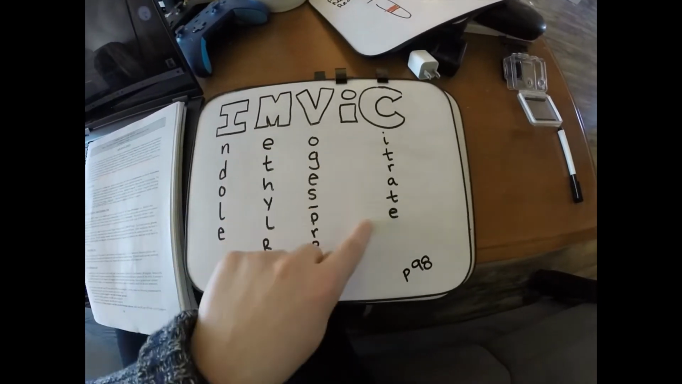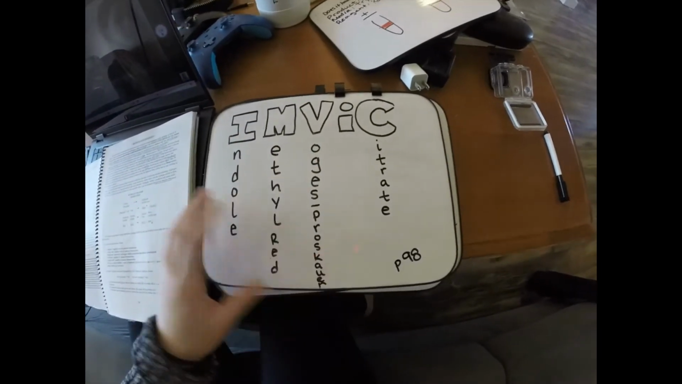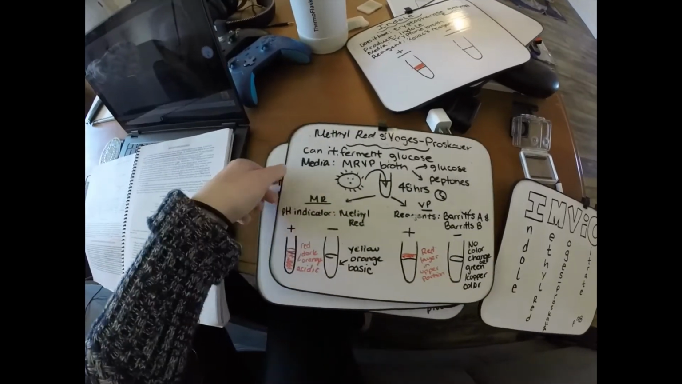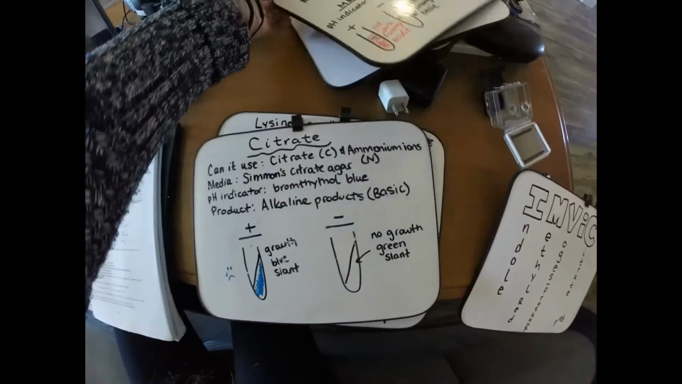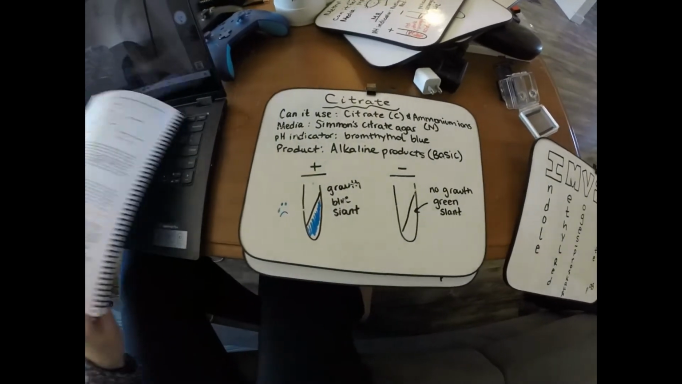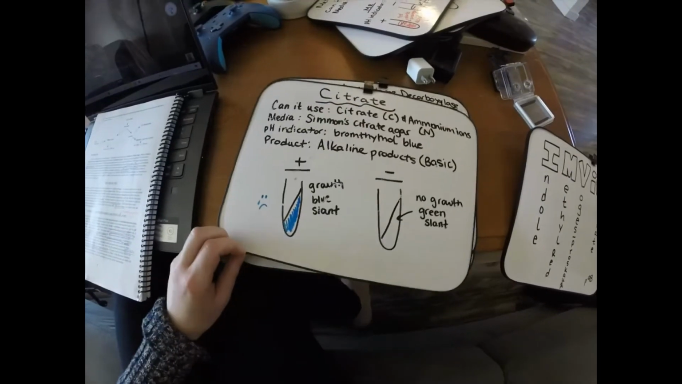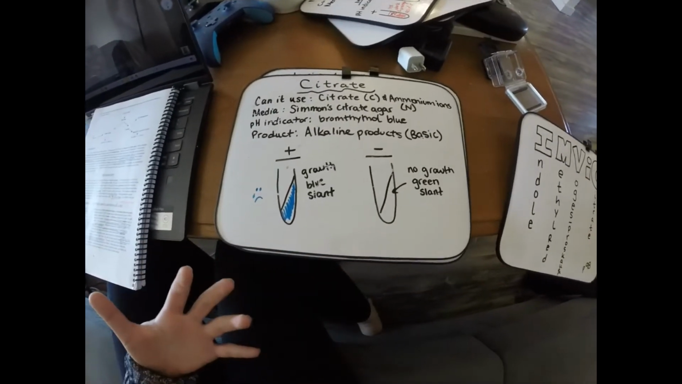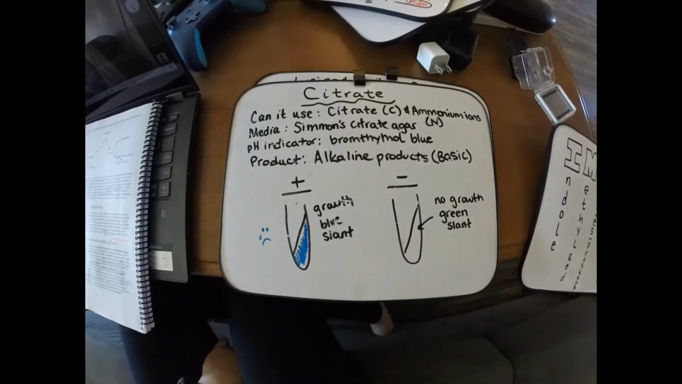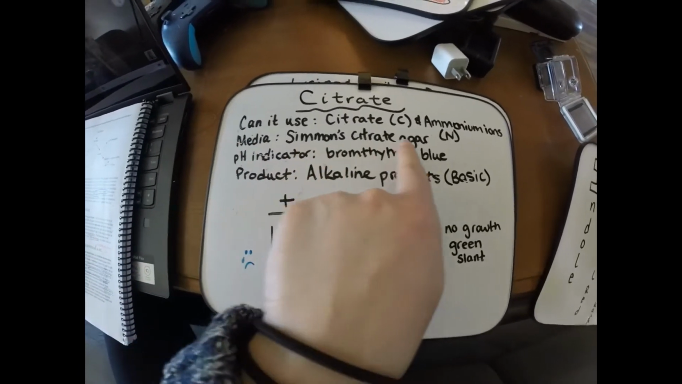So the next test we're going to talk about is our citrate test, which is right here. The C of our test. Okay. So our citrate test is on a slant. So this is like a solid. The other two were in broths. This is on a type of agar. And so the media type is here, Simmons citrate agar.